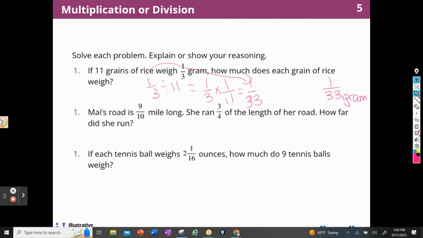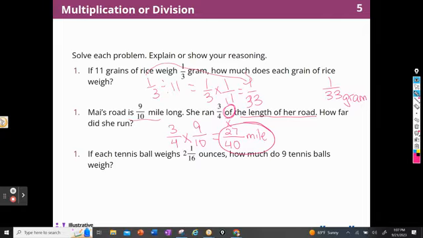Mai's road is 9/10 mile long. She ran 3/4. There's that special word of. That special word of means to multiply. So 3/4 of the length of her road. Well, what is the length of her road? 9/10. So we can say 3/4 of the length of her road was 9/10 of a mile. And I know in multiplication, I just multiply it across, right? 3 times 9 is 27, and 4 times 10 is 40. So 27/40 of a mile.